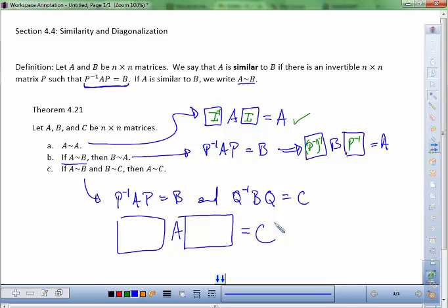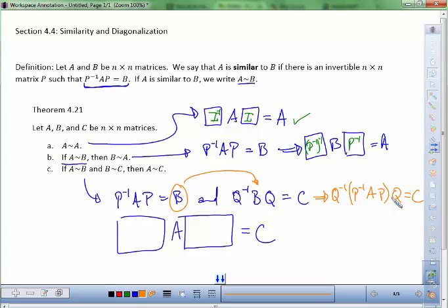This one's more of a stretch to try to think it through, so maybe we can just use this information that we got. Why don't we have a relationship between A and B and then B and C. So why don't we take B and put that in there. So we have Q inverse, and then the B we're going to replace with P inverse A P, times Q, and this is supposed to equal C. So you see that substitution that we did?